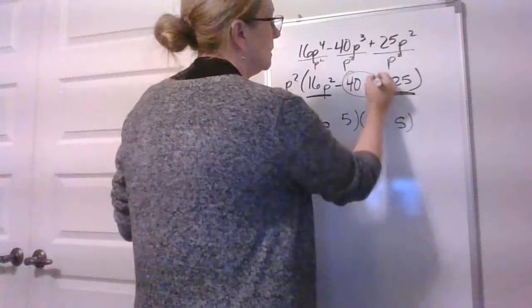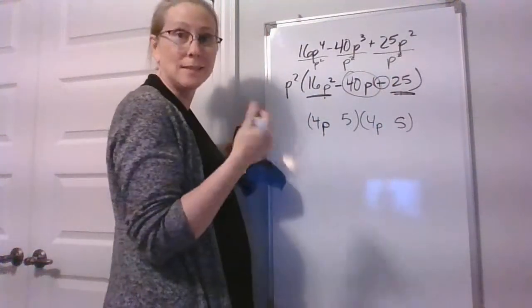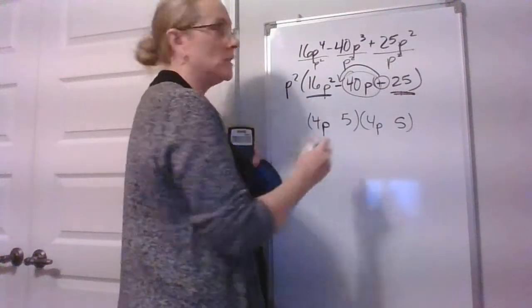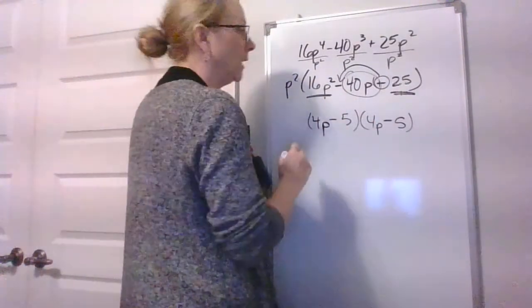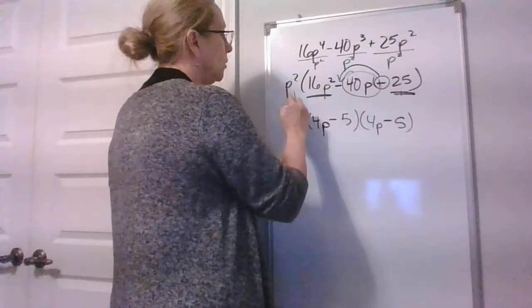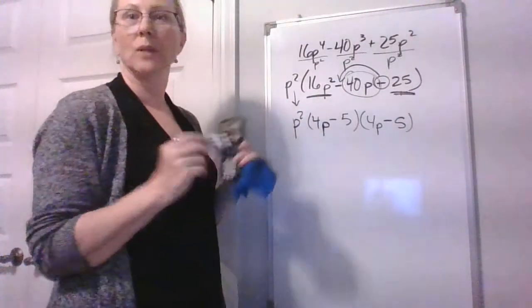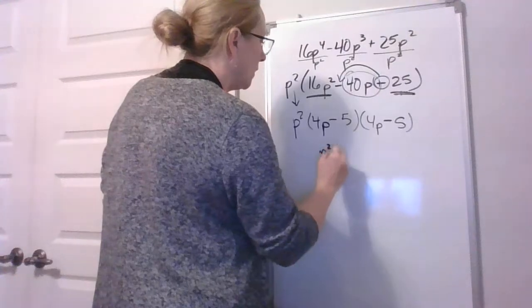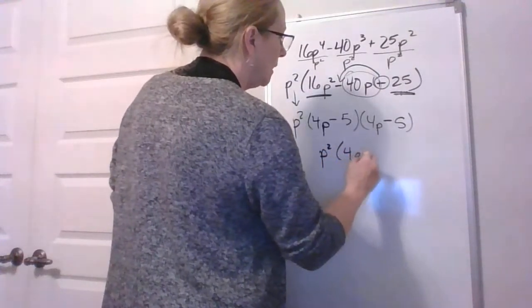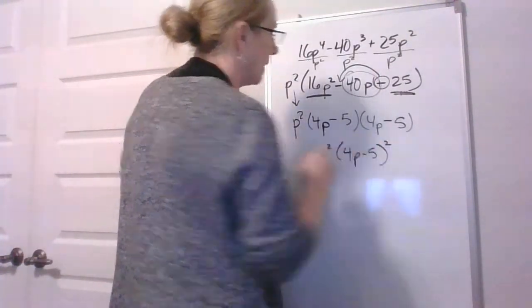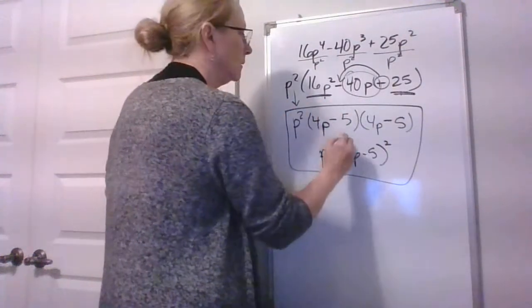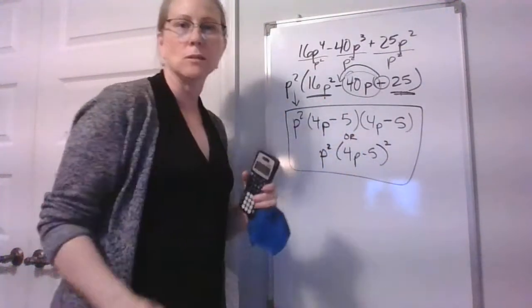What are the signs when it's positive? The same. And where do we find it? Right there. The same and negative. And this is your GCF that you took out. We have our answer, which can also be written as p squared times (4p minus 5) squared, to sum it up. So either one of these is our answer. Okay.